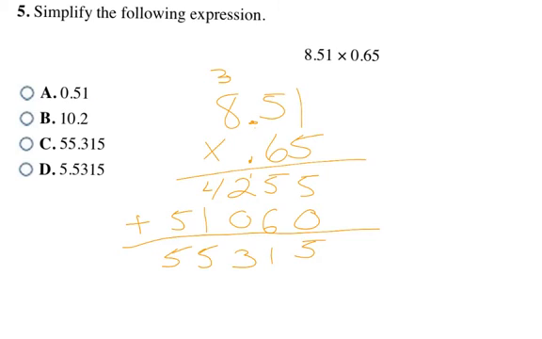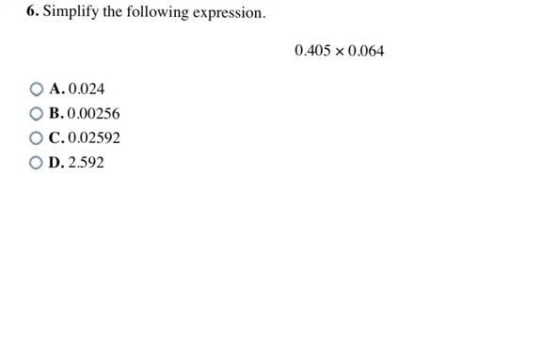But because I had decimals in my problem, I'm going to have to go up here and count how many decimal places I have. So I have 2 in the first number and 2 in the second number for a total of 4. So that means I'm going to have 4 numbers after the decimal in my answer, and so that's going to make 5.5315 my final answer, which is choice D.